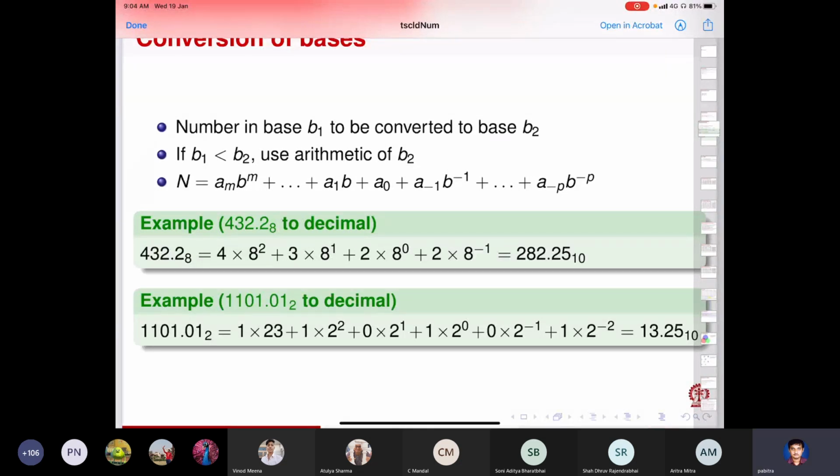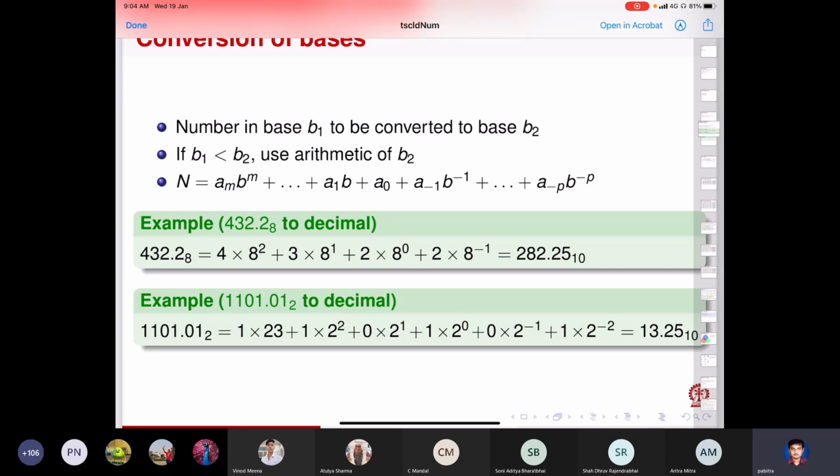I'm converting decimal to base 12. I'll take the base 12 representation of 8, and this 1 or 0 I'll multiply with that. So when you add this all up, you will get a base 12 representation.